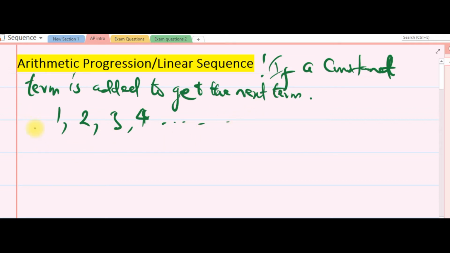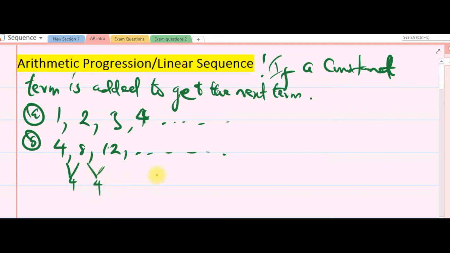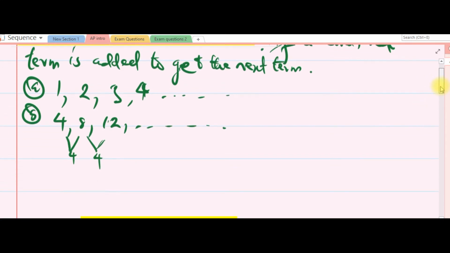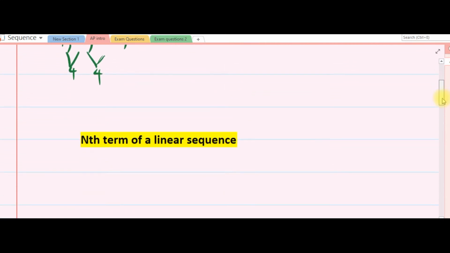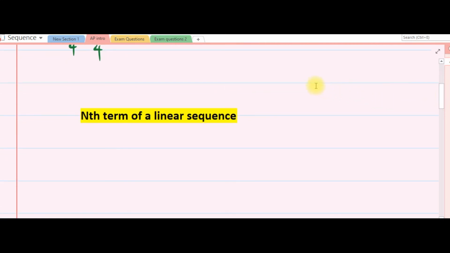So that's an example of an arithmetic progression. Also 4, 8, 12 is an arithmetic progression, because we keep on adding the same constant term. Check it: if you keep on adding 4, you get the next term. So that's the definition of a linear sequence. The next thing we are going to do now is the nth term of a linear sequence.